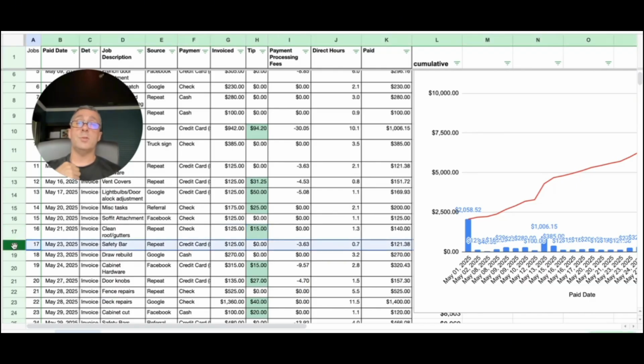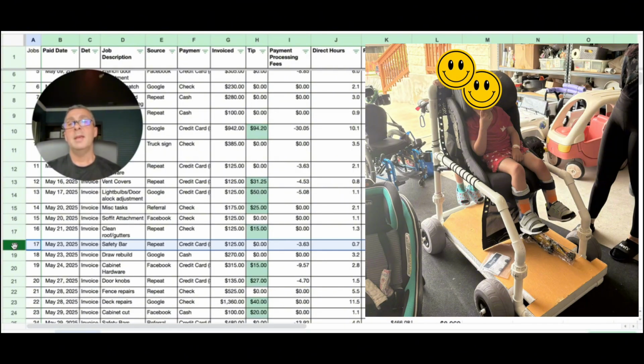Next one, job 17, was just a safety bar. I'd done some work for this individual. Actually, if you've been following me for a while, I don't know if I made a video on this, but I recently made a beach wheelchair for a young disabled boy with cerebral palsy. And it was pretty cool because I was able to get a lot of my friends and family to help contribute to this. The fact that they paid for all my time, for all the material, plus like $500 in addition that I was able to give to this young mother and family to help them out on this trip coming up.